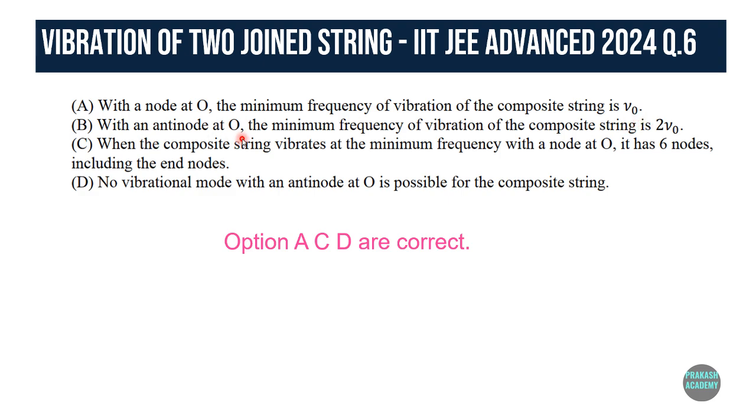With an antinode at O, the minimum frequency of vibration of the composite string is 2 nu naught. So basically an antinode at O is not possible, so this option is incorrect. When the composite string vibrates at the minimum frequency with a node at O, it has 6 nodes including the end nodes. So this is correct. We have shown this. No vibrational mode with an antinode at O is possible for the composite string. So this is also correct. As I said, with an antinode at O, no vibrational mode is possible.